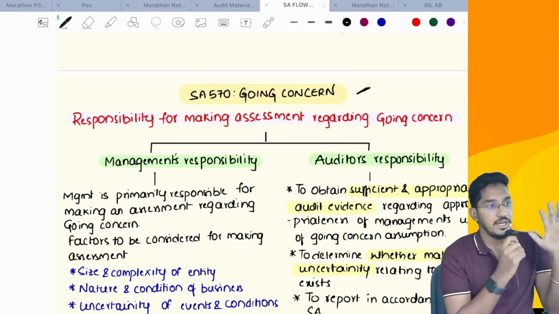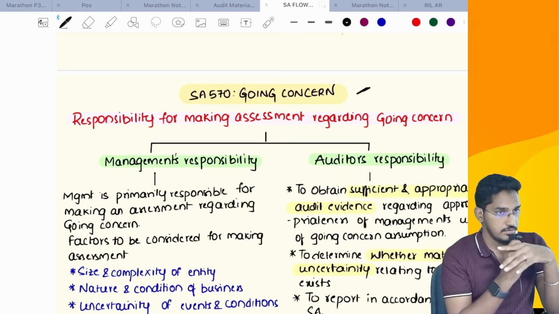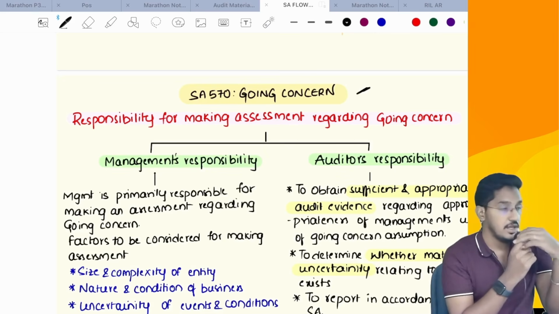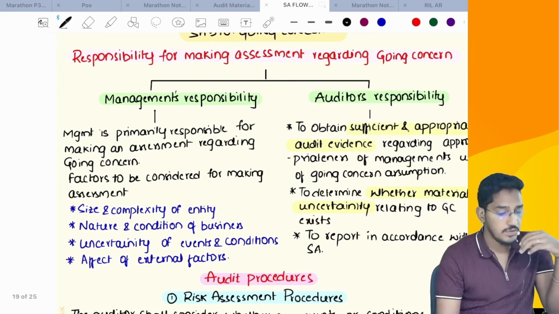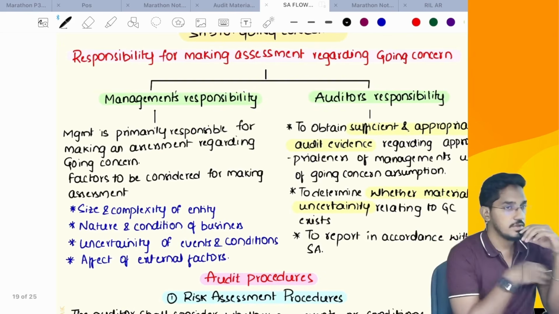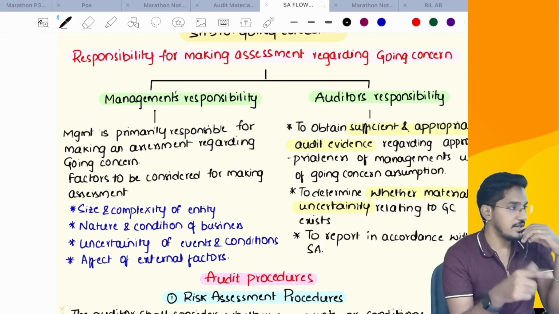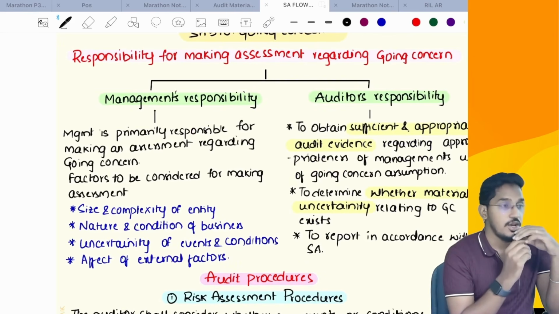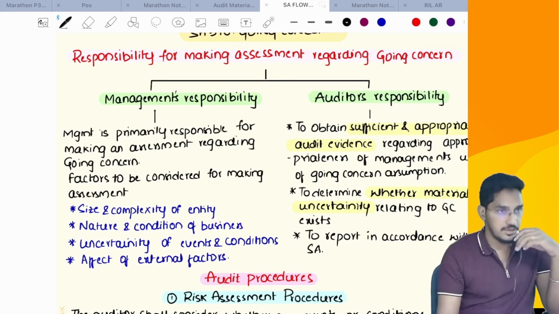First of all, who will make an assessment regarding going concern? Whether we will continue for the coming 1 year or we will not continue for the coming 1 year, whether going concern assumption is valid or invalid, who will do that assessment? It is always the responsibility of the management. On what basis will they do the assessment? Will they toss a coin? Heads, going concern valid; tails, going concern invalid. No. So they will consider some factors.